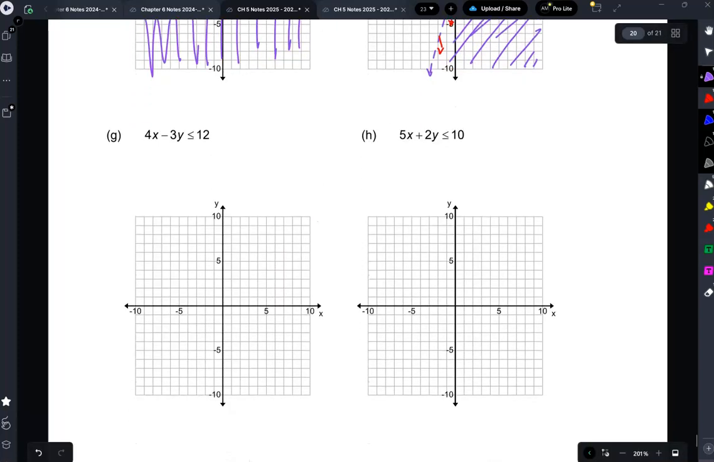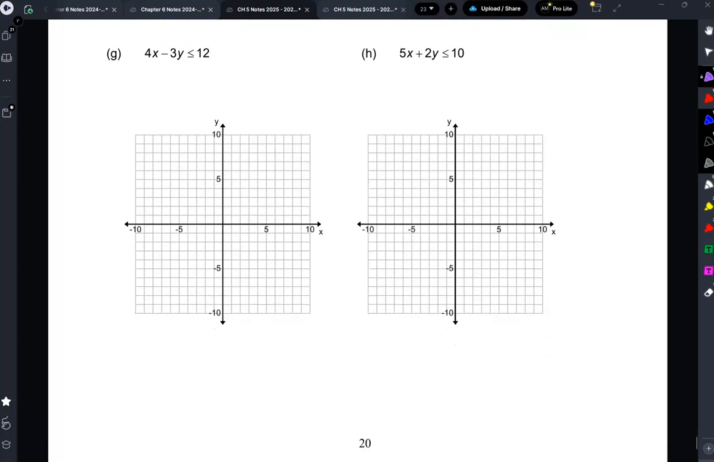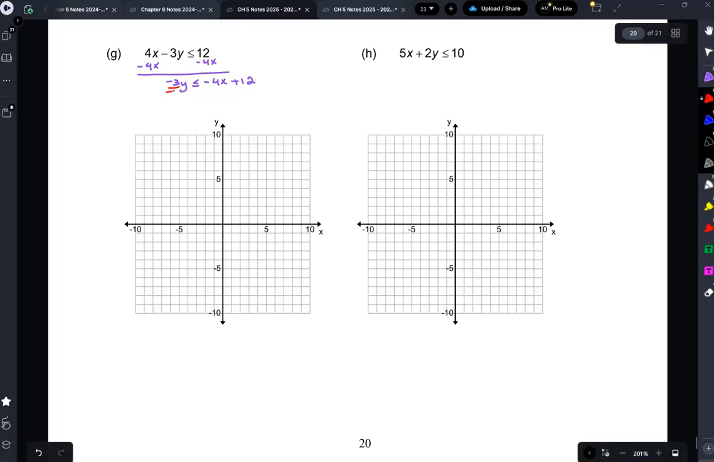Okay, one more time. Here, we need to solve for y. So first I'm going to subtract 4x. Negative 3y less than or equal to negative 4x plus 12. Now we're going to divide by negative 3. Okay, so now I have y. When I divide by negative 3, because I'm dividing by a negative number, what happens to the sign? It switches. So now I have y greater than or equal to 4 over 3x minus 4.